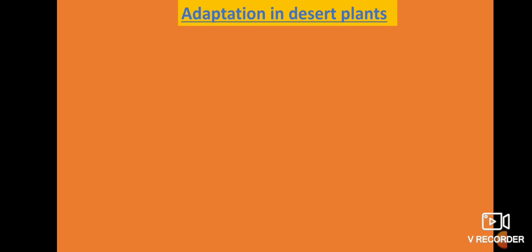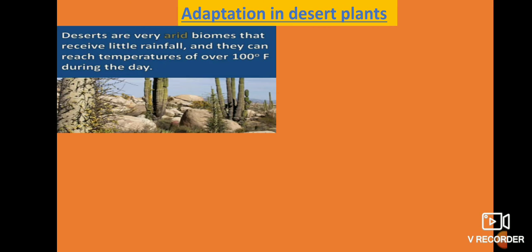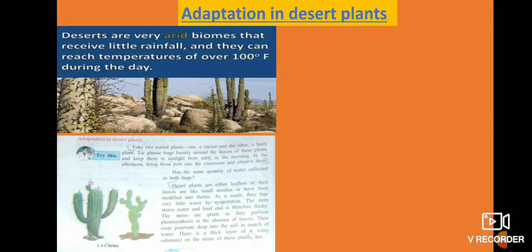Now, adaptation in the desert plants. How does adaptation take place in the desert? Deserts are very arid biomes that receive little rainfall, and they can reach temperatures over 100 °F during the day. Here, adaptation of a desert plant.